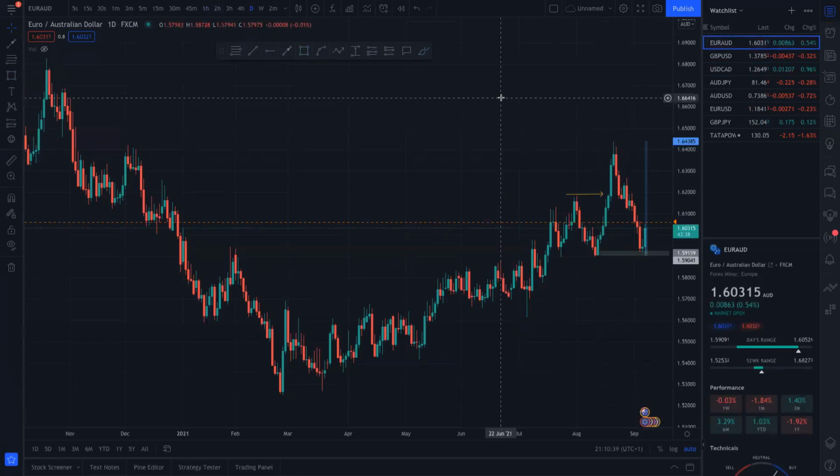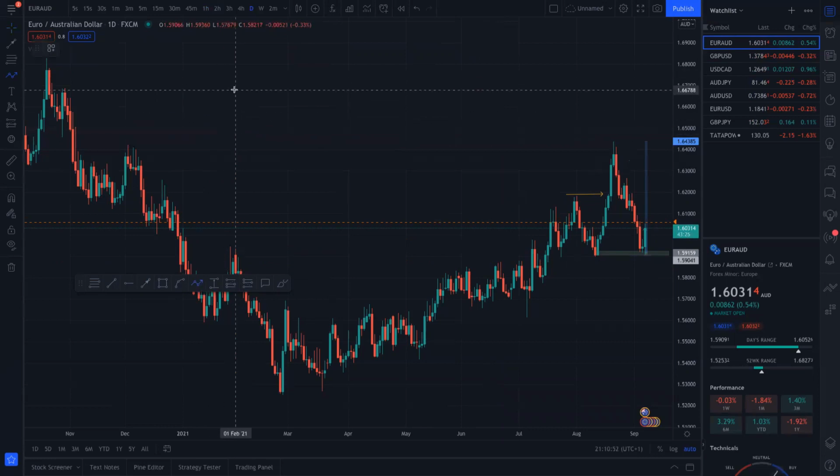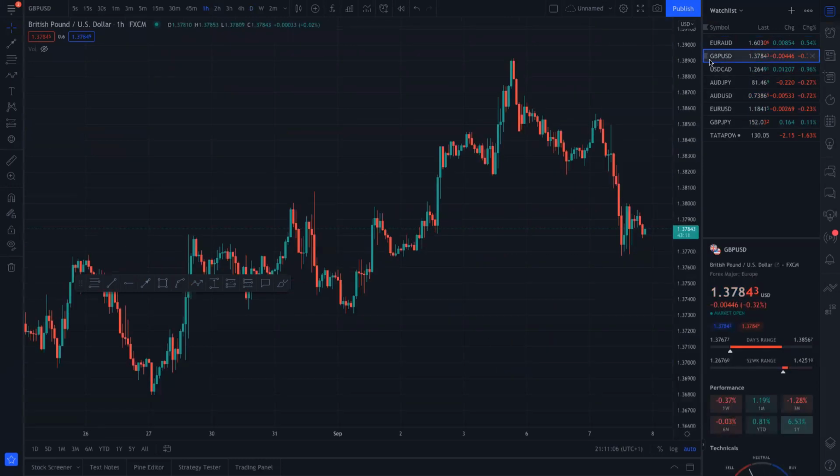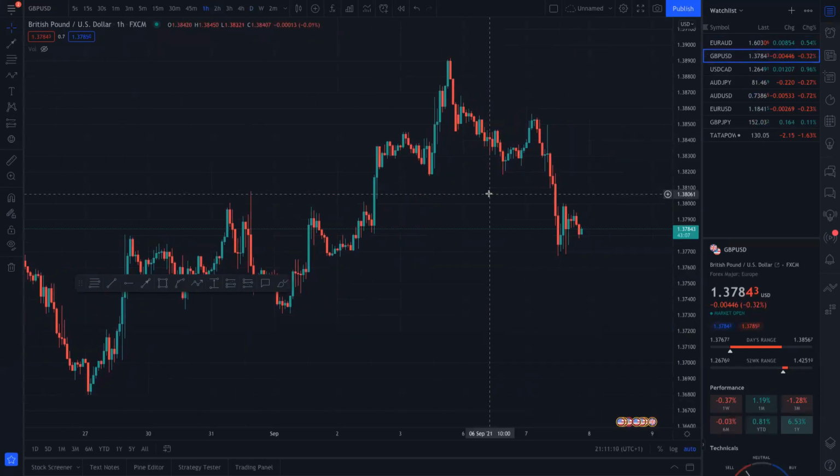Let's talk about the confirmation entry. What you're gonna do is, this is the same process until you refine this order block down to the 1 hour here. Okay, so let's take an example of a different pair. Let's say this GBP USD, pound dollar. So we're talking about the confirmation entry here. How do you want to confirm it?